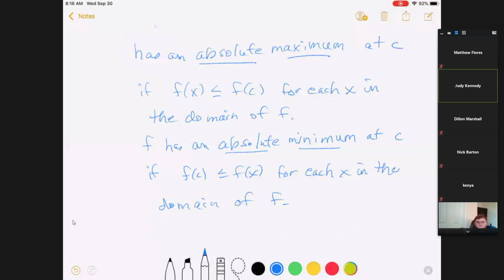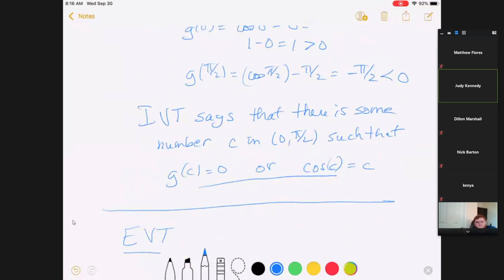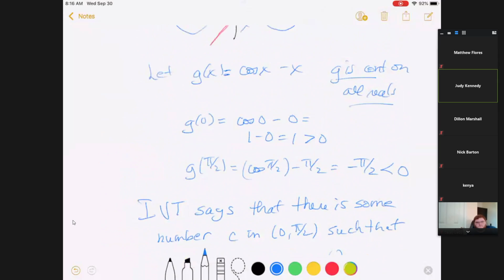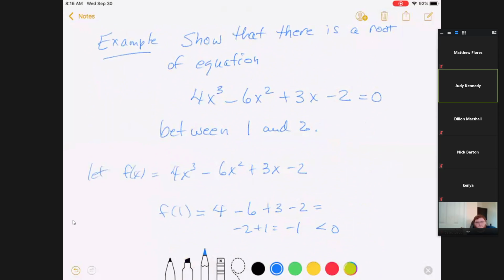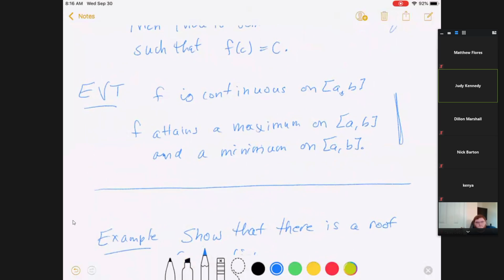So highest point, lowest point. Back to the statement of the extreme value theorem, I said a maximum value. I'm just going to leave it that way. But this is actually talking about an absolute maximum and an absolute minimum on the interval AB. So I'm reducing the domain of the function to the closed interval AB.